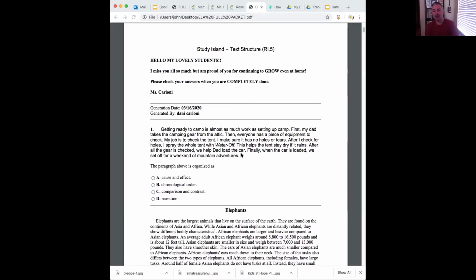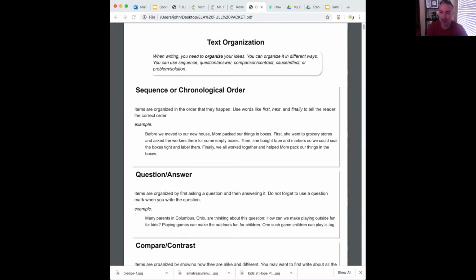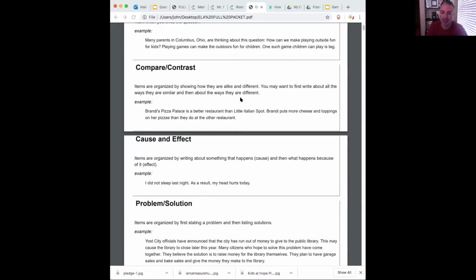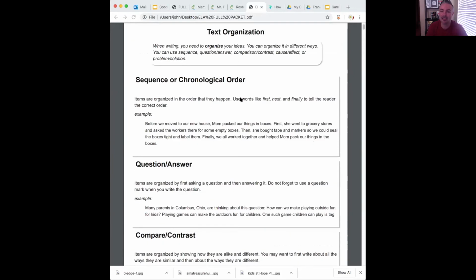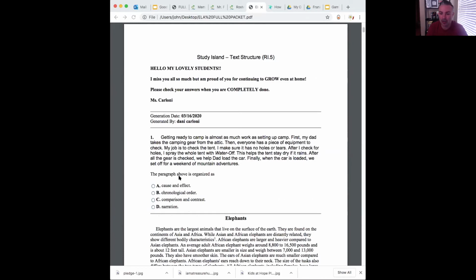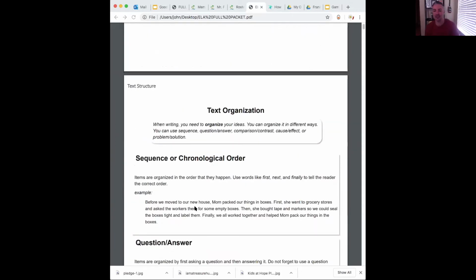The paragraph above is organized in A, cause and effect, B, chronological order, C, comparison and contrast, D, narration. If we go back up here and look at what it says: sequence or chronological order, compare and contrast, cause and effect. So the options that we have are cause and effect, chronological order, comparison and contrast, narration. I don't think narration is one of the examples they give us, but we know what narration is.